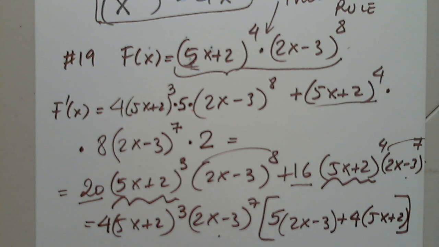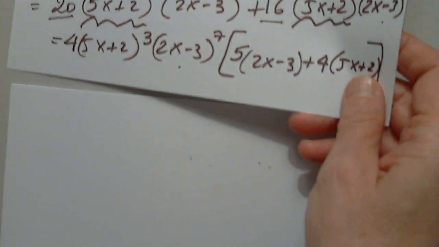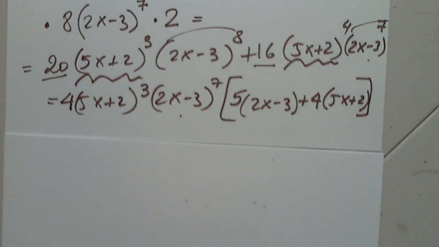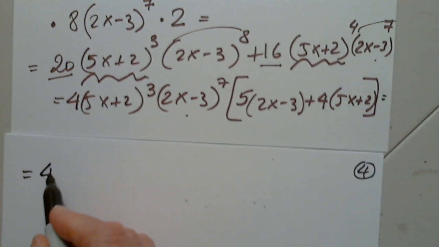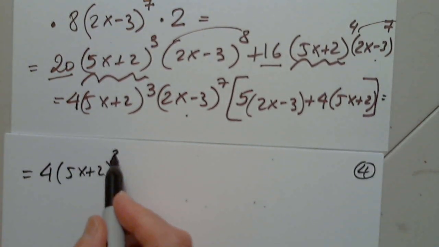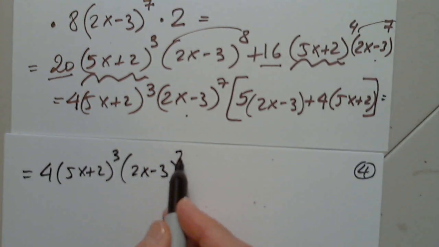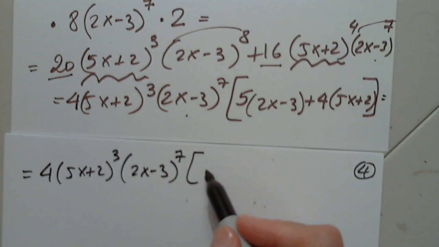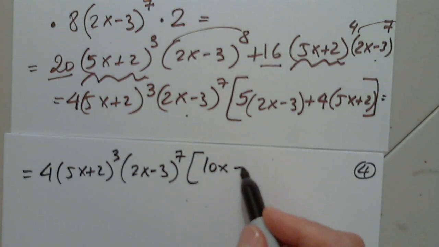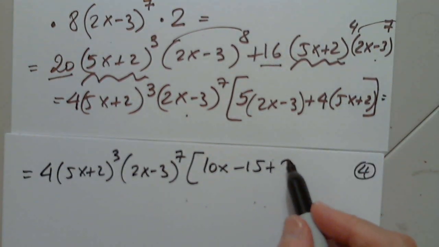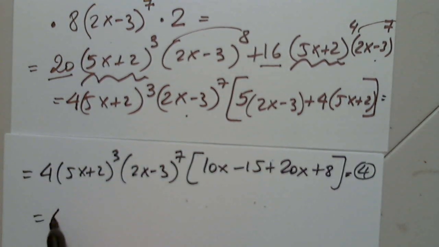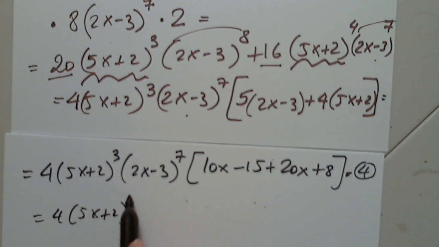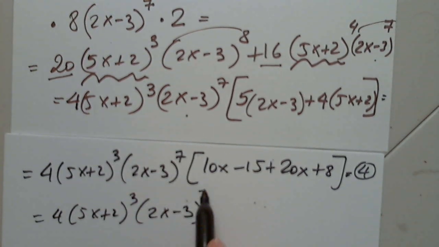And I have to distribute here. So the final simplified form would be 4 in front, 5x plus 2 to the third, 2x minus 3 to the 7th, and now 10x minus 15 plus 20x and plus 8. So 4, 5x plus 2 to the third, 2x minus 3 to the 7th.